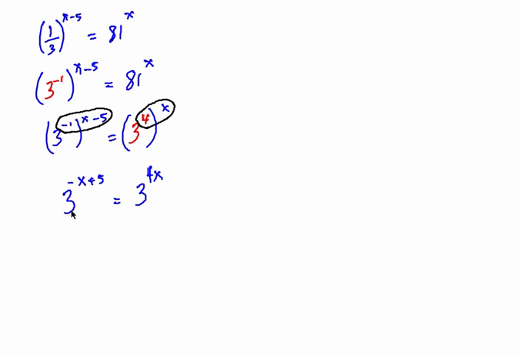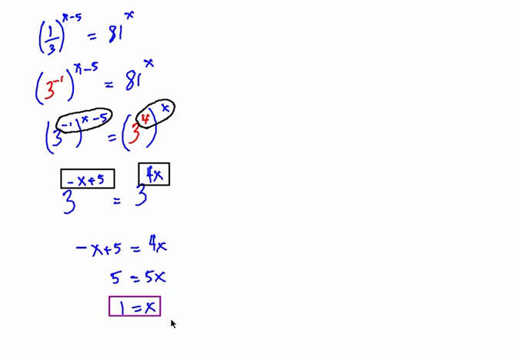Okay, now once the bases are the same and you have this equation, we can set the exponents equal, and this will allow us to solve for x. So negative x plus 5 has to equal 4x, so that means 5 has to equal 5x, and 1 has to equal x. Okay, so this should be our final answer down here. And to be certain, what you would want to do is just take this 1 in for x, substitute it in here on the left-hand side, substitute it here on the right-hand side, and see that both sides of this equation are the same.